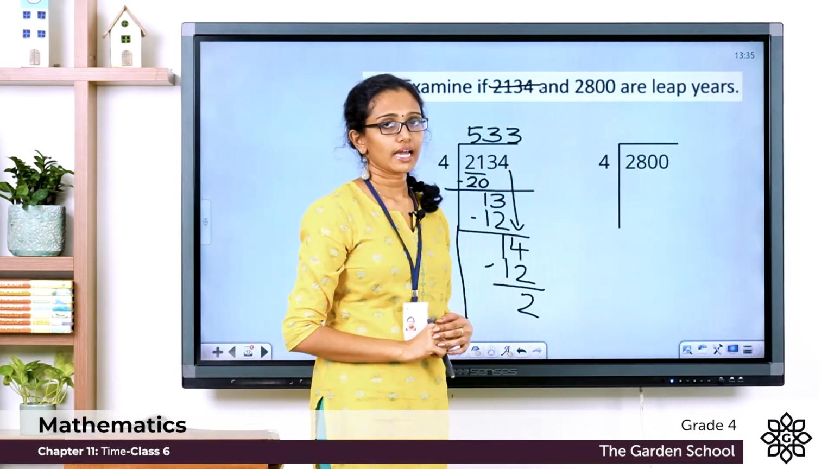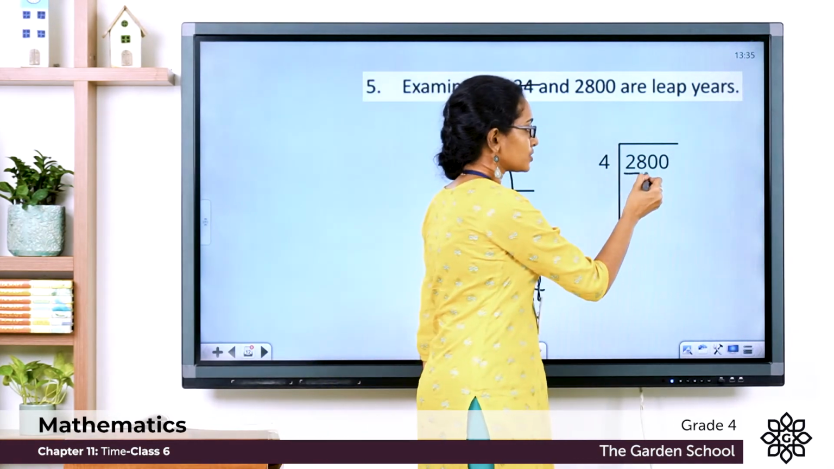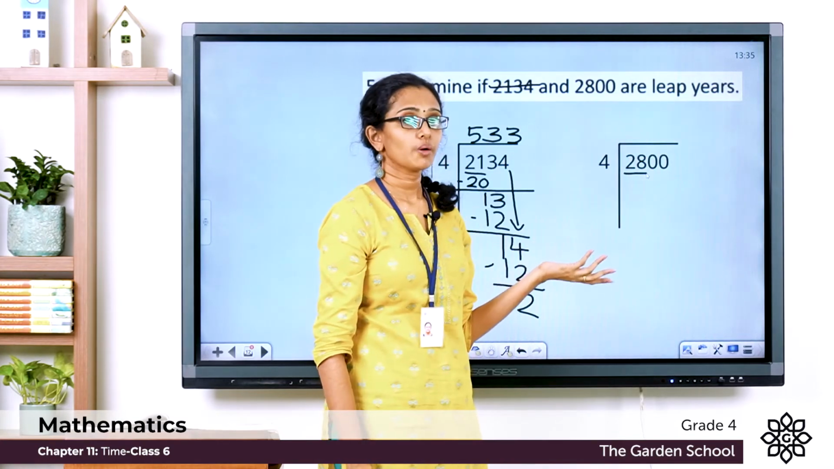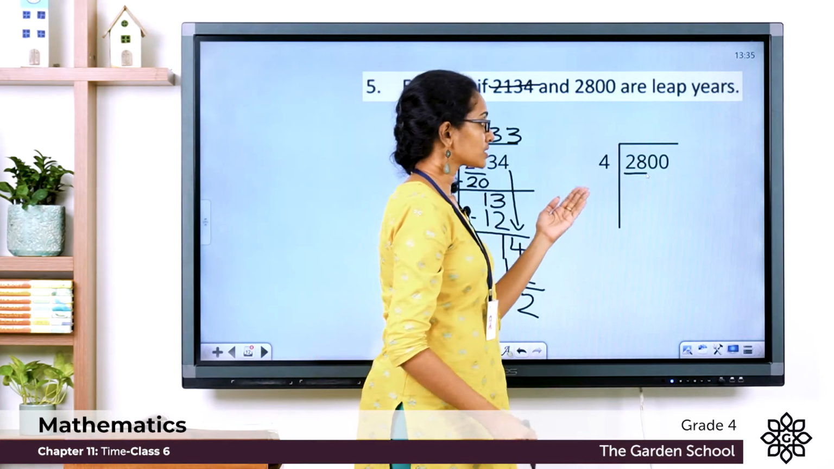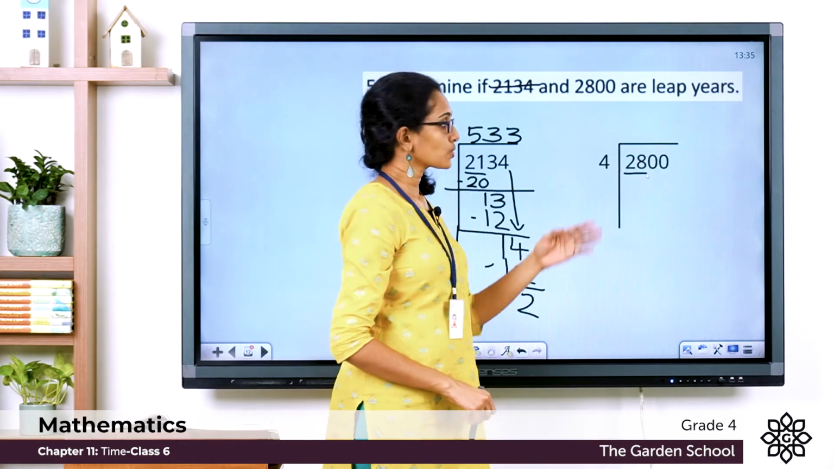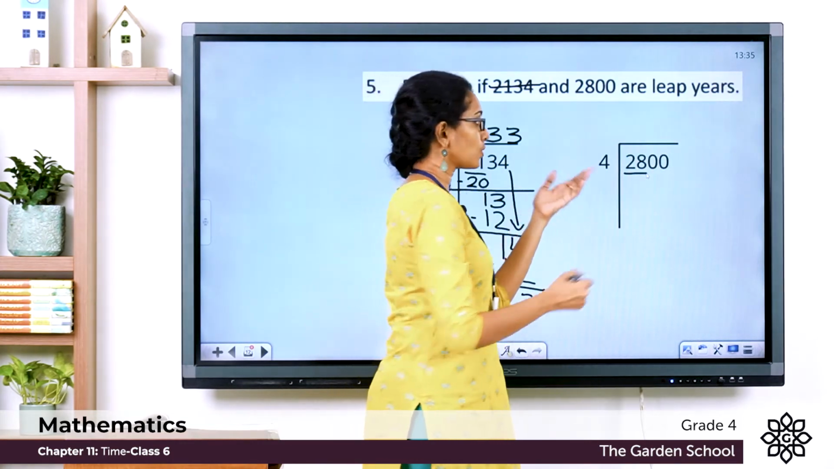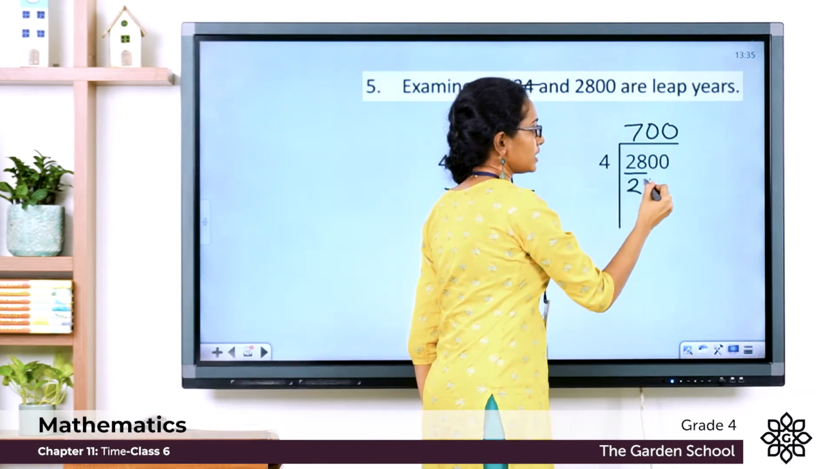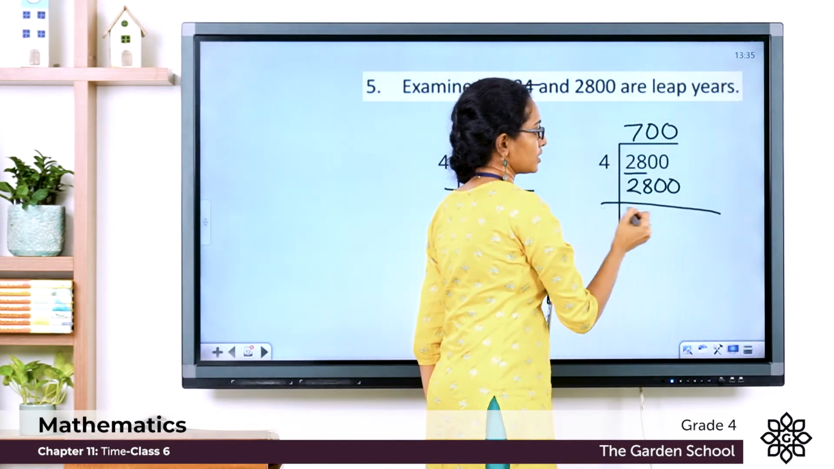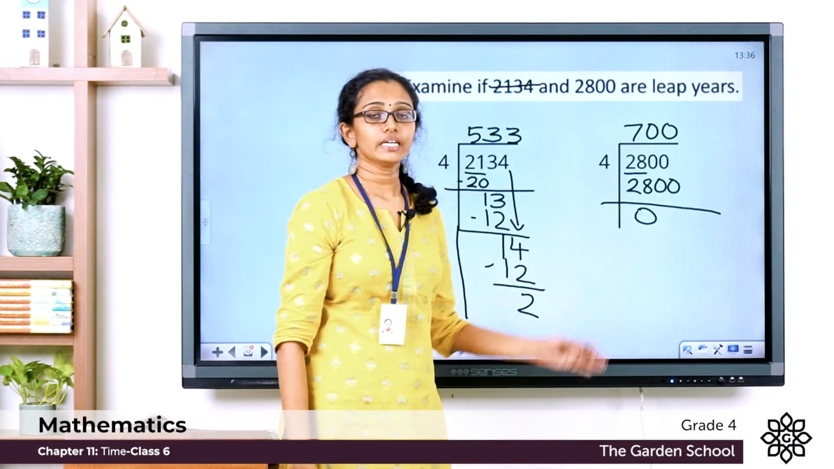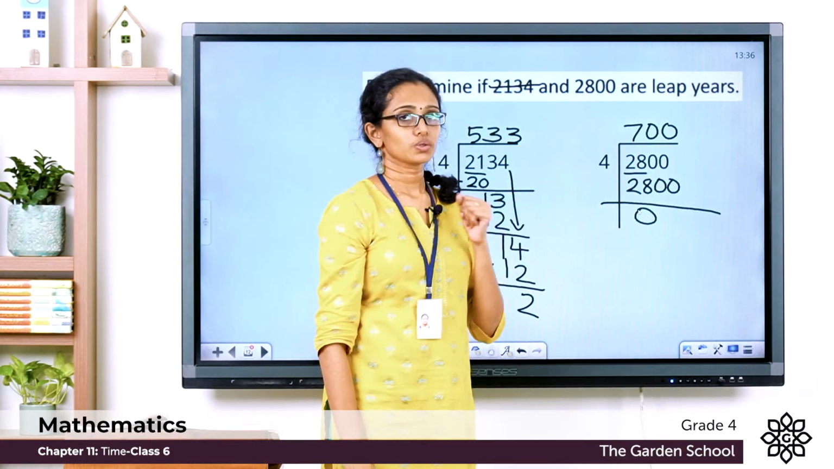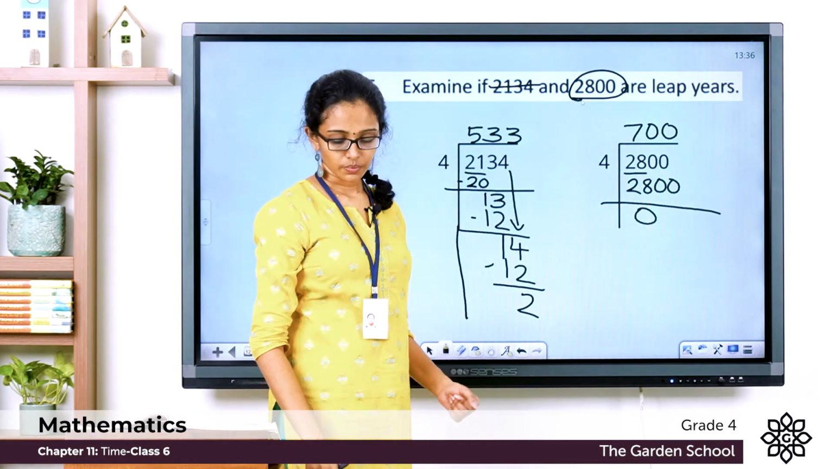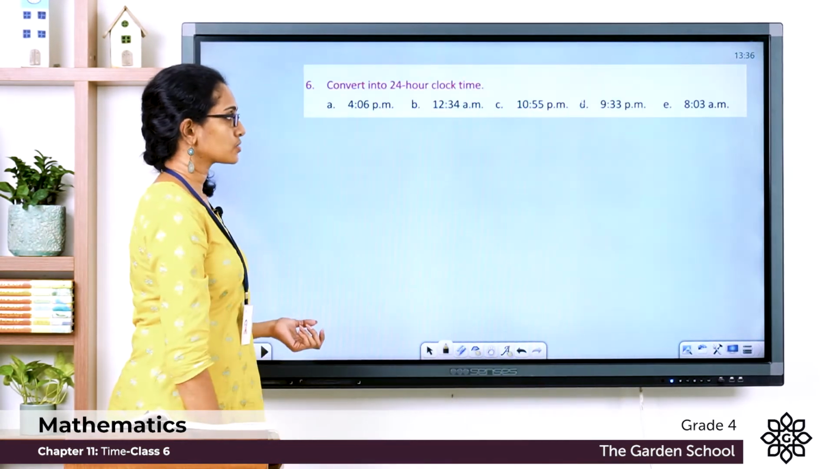Now let's check 2800. So first 2 digits are 2 and 8. So 28 divided by 4. How many 4s will go in 28? We know 7 4s are 28. So 2800 will be 4 times 700. So 4 times 700 will be 2800. So it's completely divisible by 4. So the year 2800 is a leap year. So I hope you understood this one.